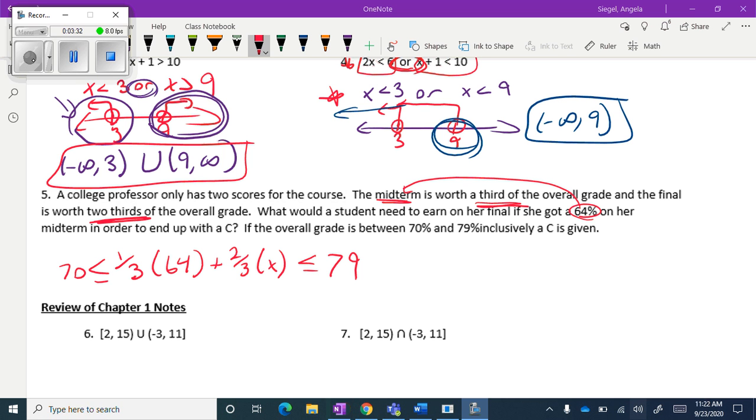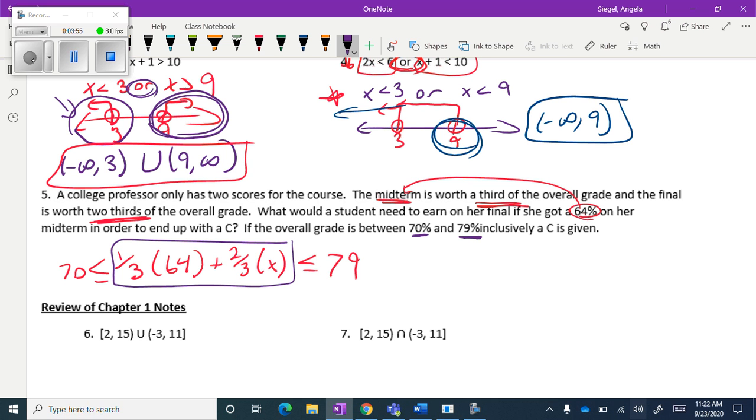Okay, so this is how we are going to set up an equation. Let's kind of focus on this part. Actually, let's talk about the ends. So 70 and 79 inclusively. So I can get a 70. So I'm including 70 and I'm including 79. So those are going to be my minimums and maximums there.